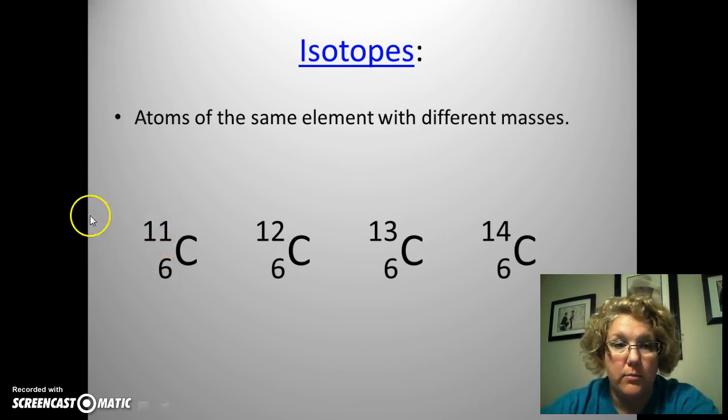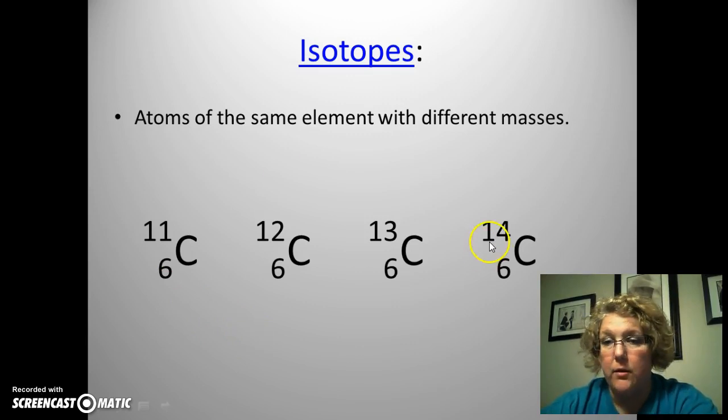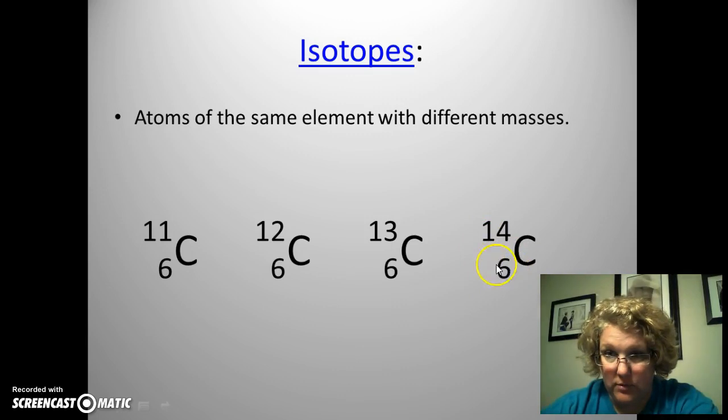So in this case, with the carbon 11, we've got 6 protons, and then 11 minus 6, 5 neutrons. With this isotope of carbon, carbon 14, we've still got 6 protons, but there's 14 minus 6, 8 neutrons.